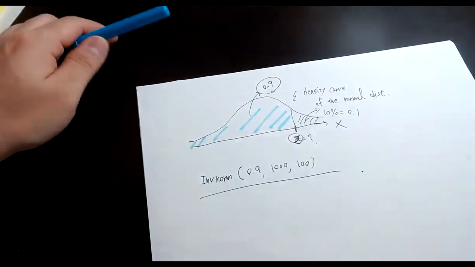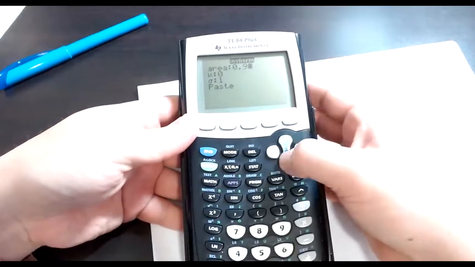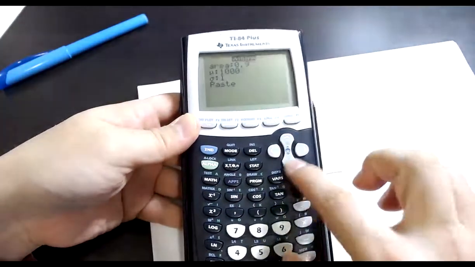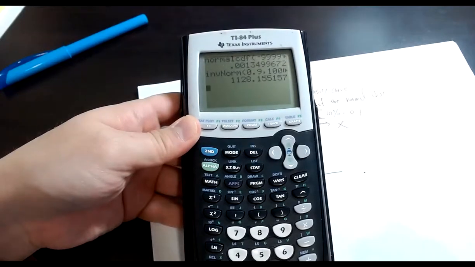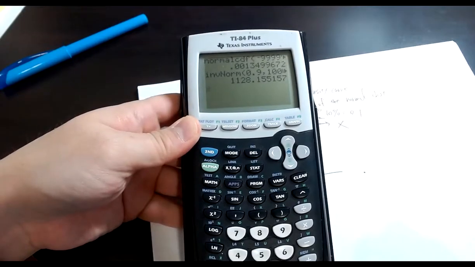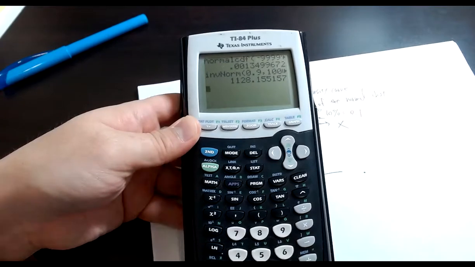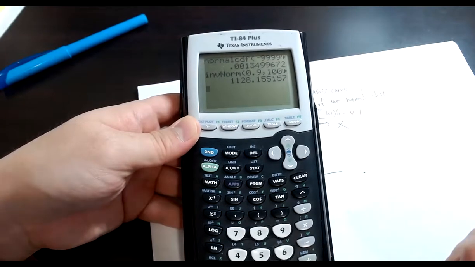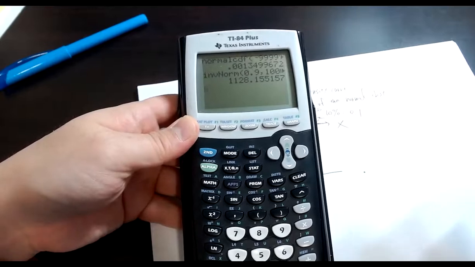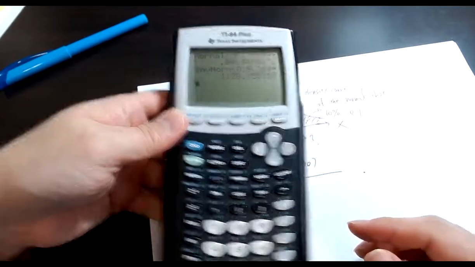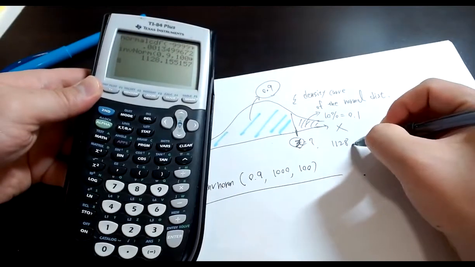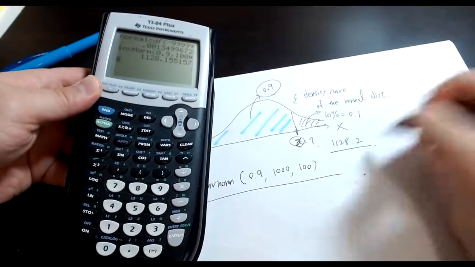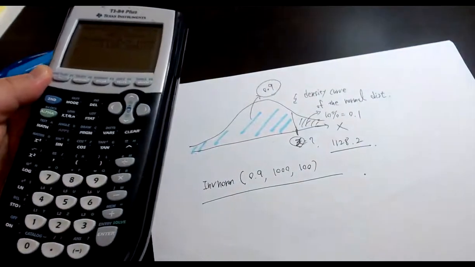In the calculator, 0.9, mu is 1000, and sigma is 100. So we press enter, and we got the 1128 score. Not IQ score, I'm sorry, this is an SAT score, right? So the answer is 1128.2. That's the answer.